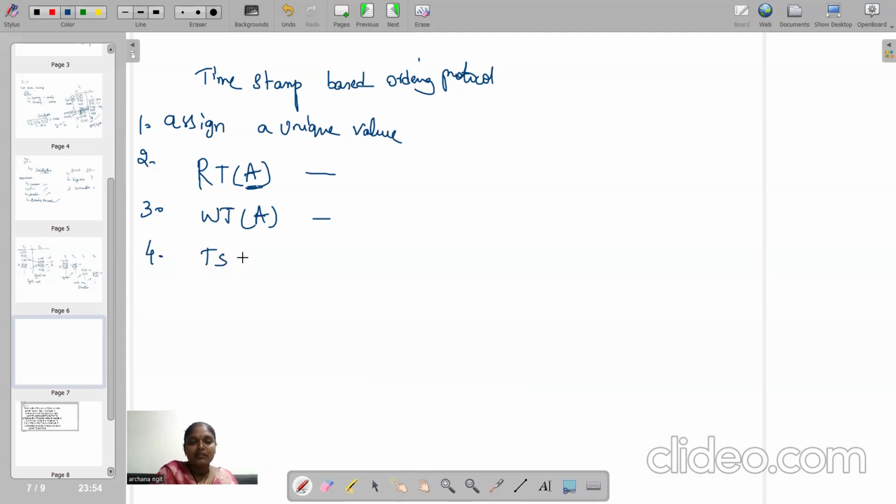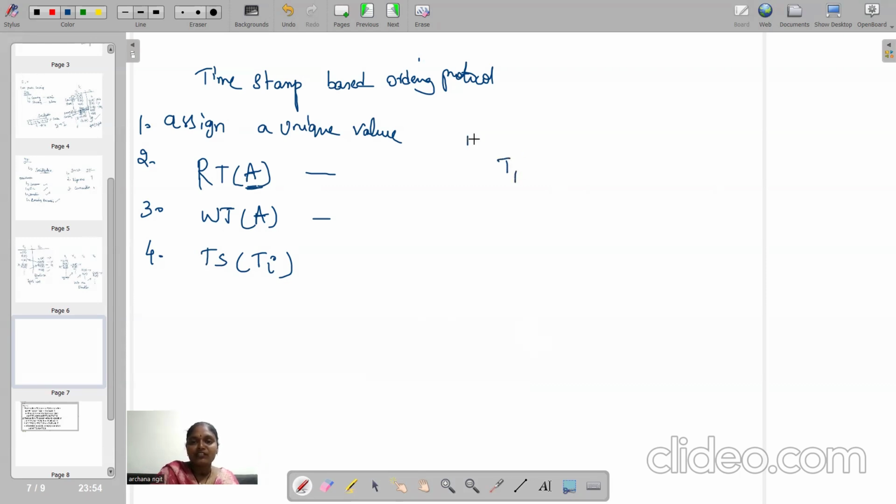And TS is nothing but the timestamp of the transaction Ti. There we have T1, T2, T3. So these are the four different things that we use as part of our example. Now let us take an example.